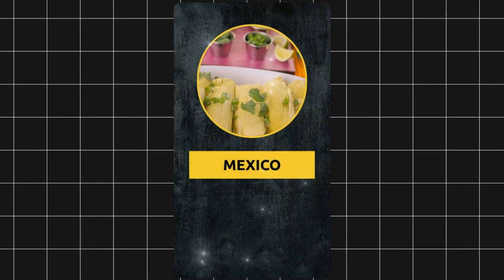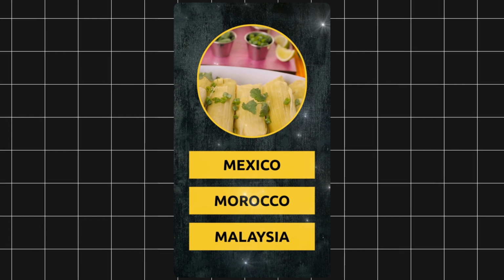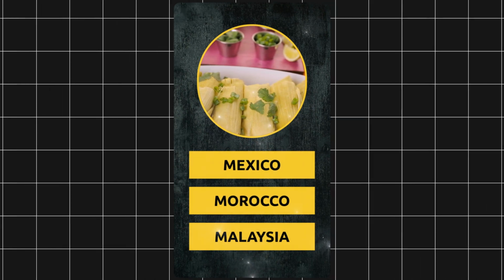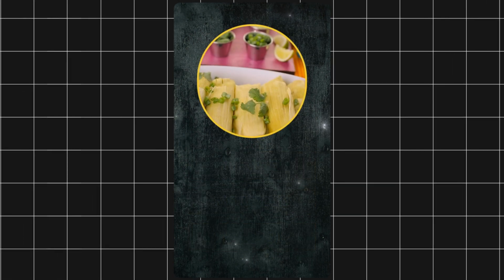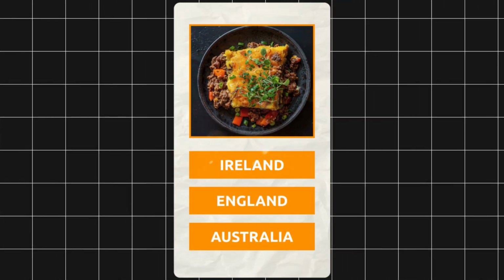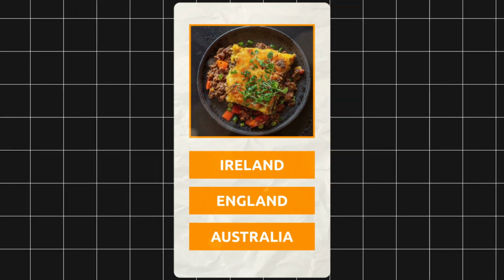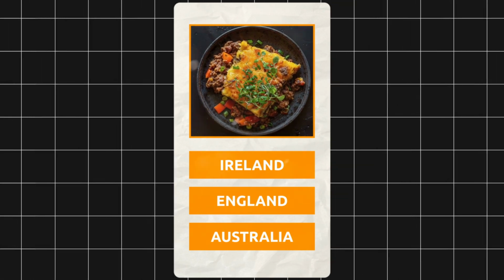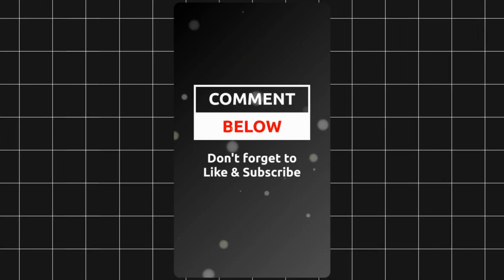All right, you've got to think a bit more for this one. This dish consists of masa dough, usually filled with meats, cheeses, or even sweet ingredients, all wrapped in a corn husk and steamed to perfection. If you guessed Mexico, you're right. It's called tamales. Now this one's for the true foodies. This dish is made of ground beef or lamb, cooked with peas, and topped with mashed potatoes, then baked until golden brown. Comment below with your guess and subscribe for more foodie fun.